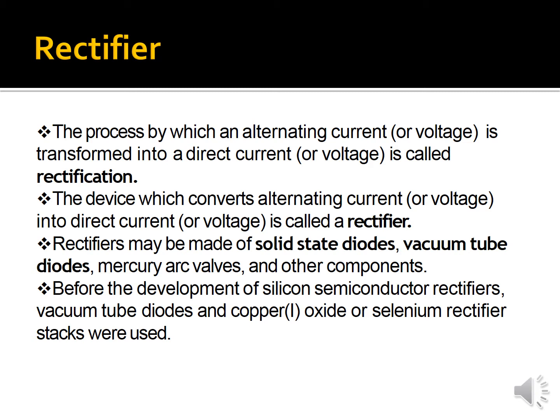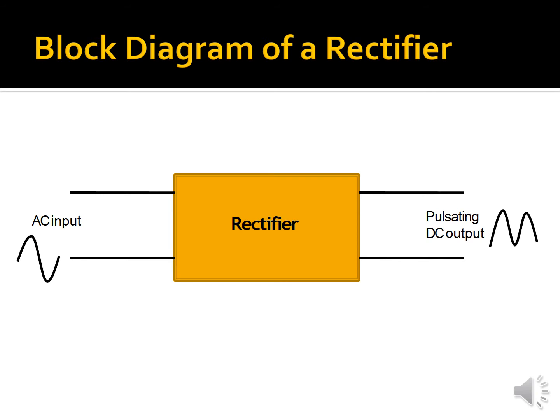Before the development of silicon semiconductor rectifiers, we were using vacuum tubes and copper oxide or selenium rectifiers. In the diagram, you can see the AC input, the current coming from the transformer, which is an alternating current. If we give this AC input to the rectifier, we will get a pulsating DC output, since the rectifier converts AC current to DC output.